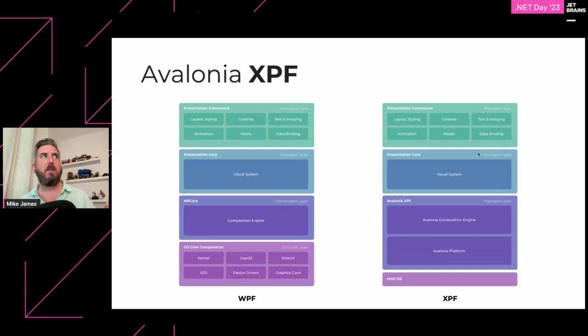WPF is very similar to Avalonia, in that people talk about it being a native UI toolkit for Windows. Well, it is. It comes with Windows, but it's rendering everything to a DirectX canvas. In the same way that we render everything to a Skia canvas, we're both just rendering. There's a composition engine to take all of your UI controls and the animations and all of that goodness and turn it into pixels that we can push to a canvas. That's the layer that we've replaced with Avalonia.